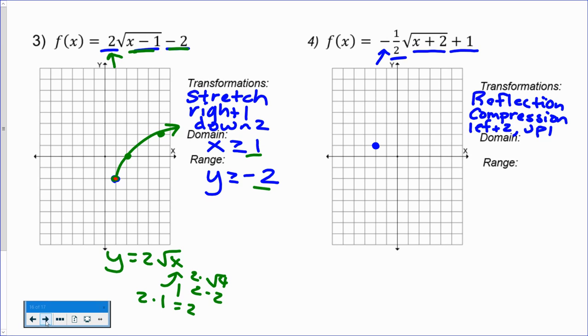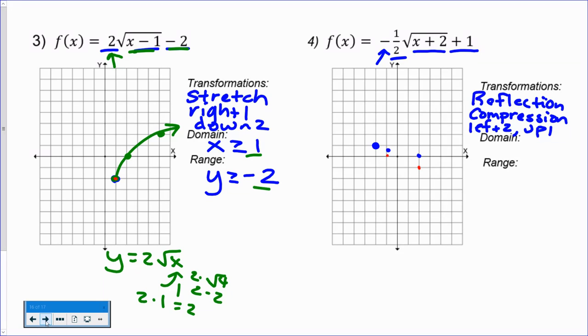So if you want to visualize where it normally would be if I didn't have any stretches or any reflections, that's where my next 2 set of points would be. A reflection would move them there. So I'm going to take those off. So that would be if it was just reflected, if it was just a negative in front of the square root, but it's negative 1/2. So that means these values have been cut in half vertically.